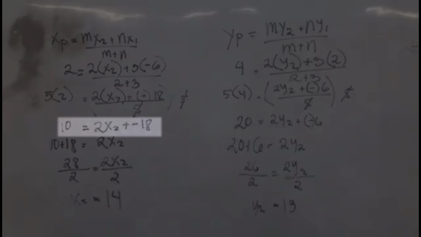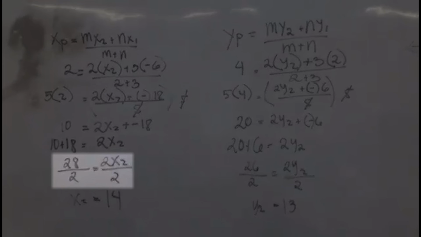So transpose negative 18 to the other side, and it will be positive. 10 plus 18 equals 2x sub 2. Then the answer will be 28 equals 2x sub 2, and then we are going to cancel by 2 because we are looking for x sub 2. So 28 over 2 equals 2x sub 2 over 2, and then the answer will be 14.